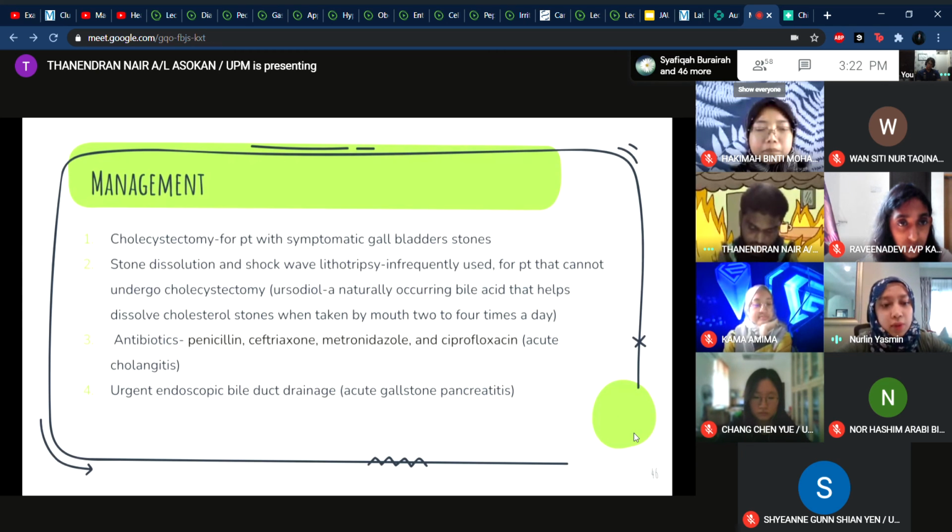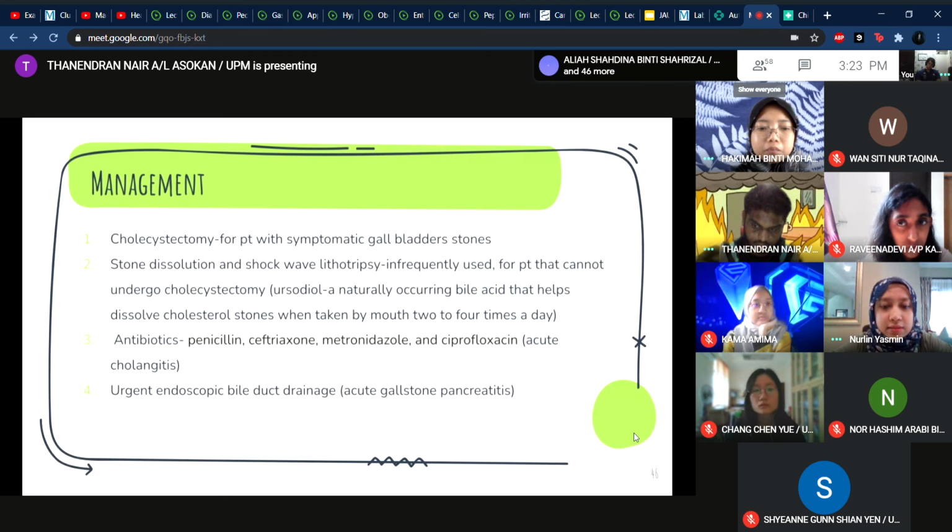Next is antibiotics like penicillin, ceftriaxone, metronidazole, and ciprofloxacin. We can give these to patients that have acute cholangitis. And lastly, we can do urgent endoscopic bile duct drainage if the patient may have acute gallstone pancreatitis.